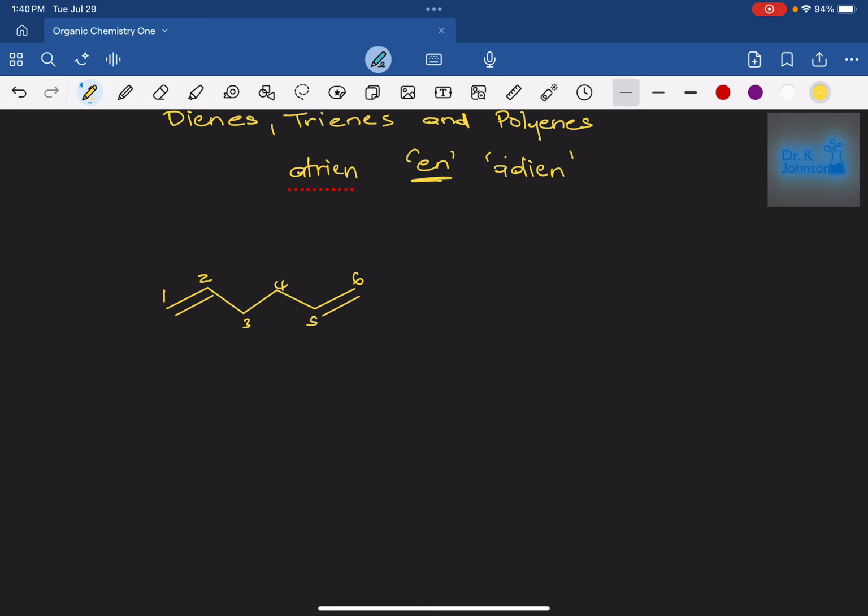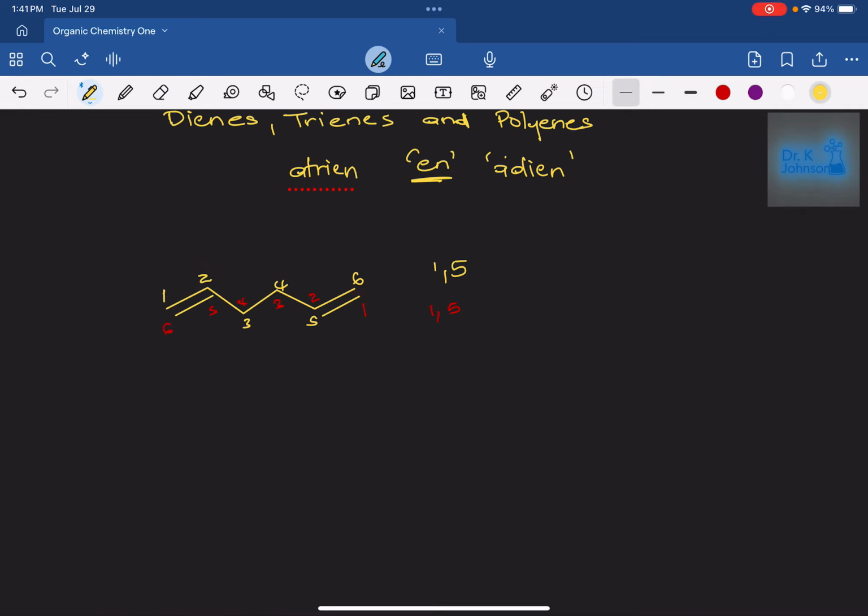Your double bond is between 1, 2, so we pick number 1. The second double bond is between 5 and 6. We pick number 5. If I were to number in the opposite direction, just to show you that it doesn't make a difference, you would still end up with the same thing. 4, 5, 6. Still 1, 5. Because your double bond is between 1, 2, and the other double bond is between 5, 6.